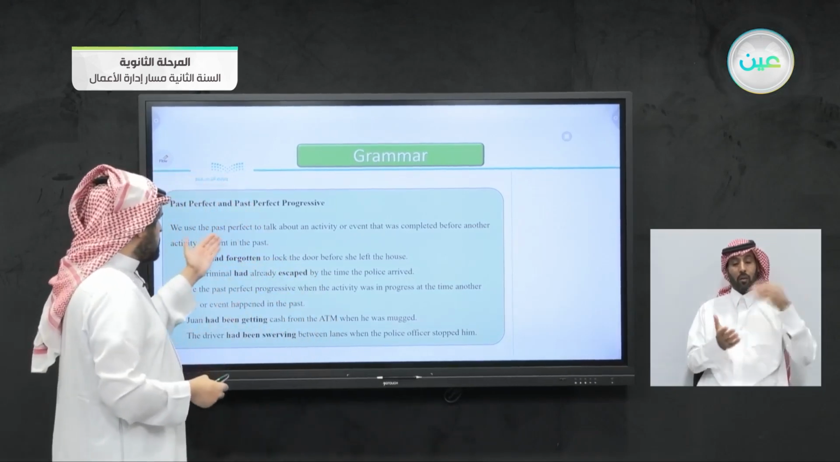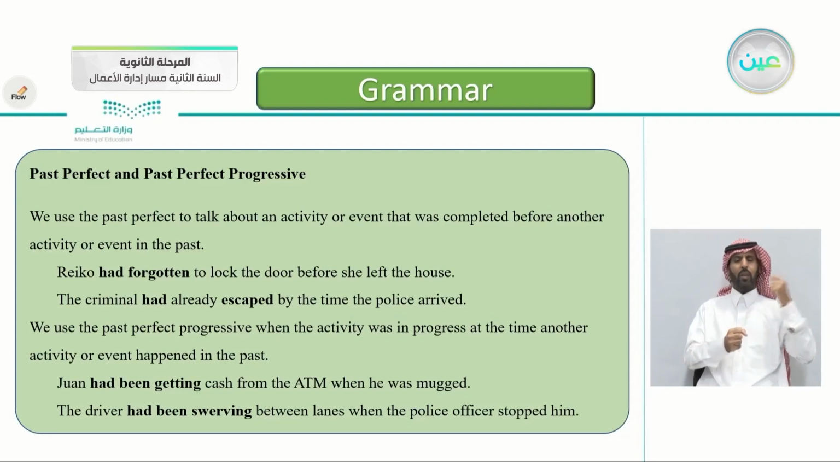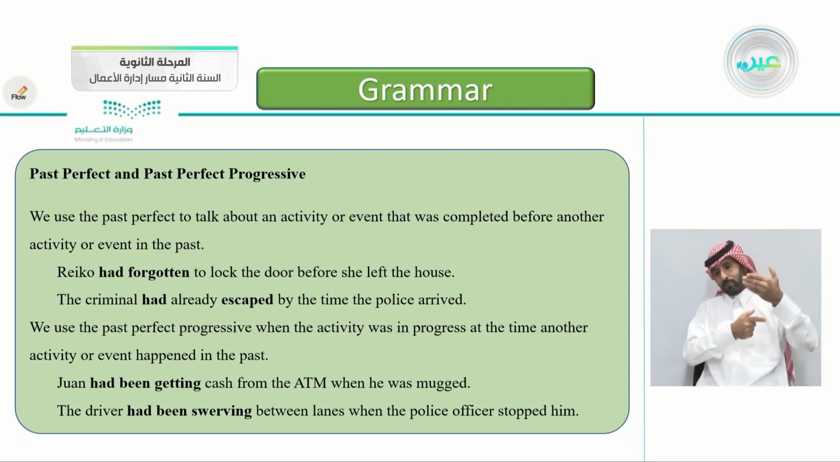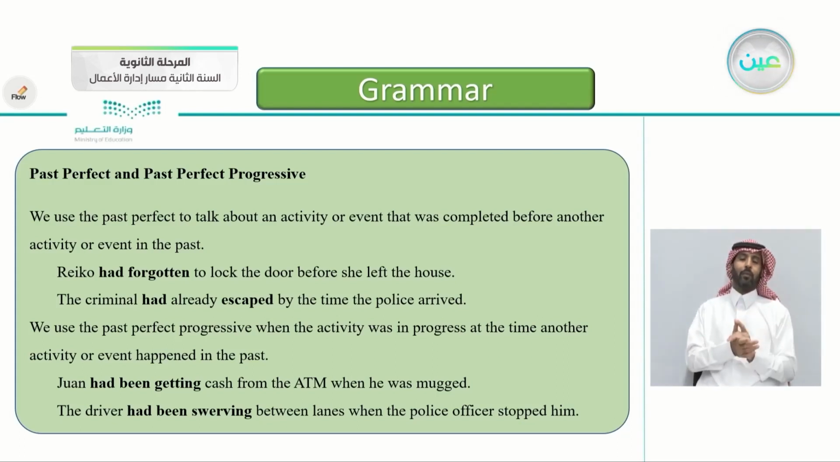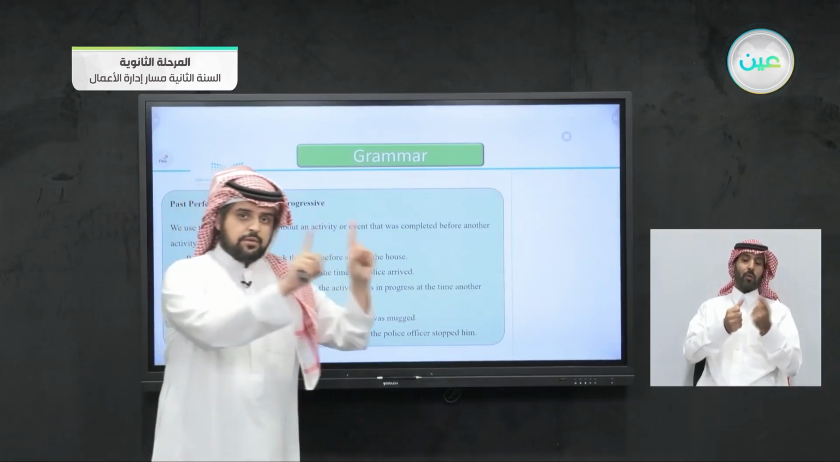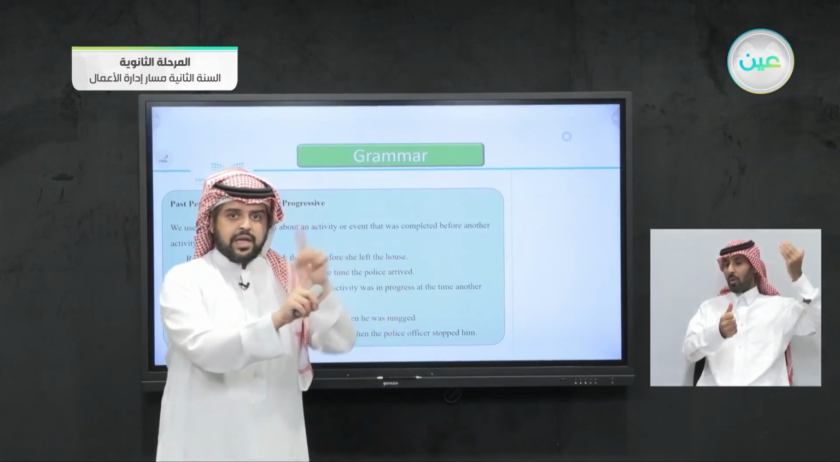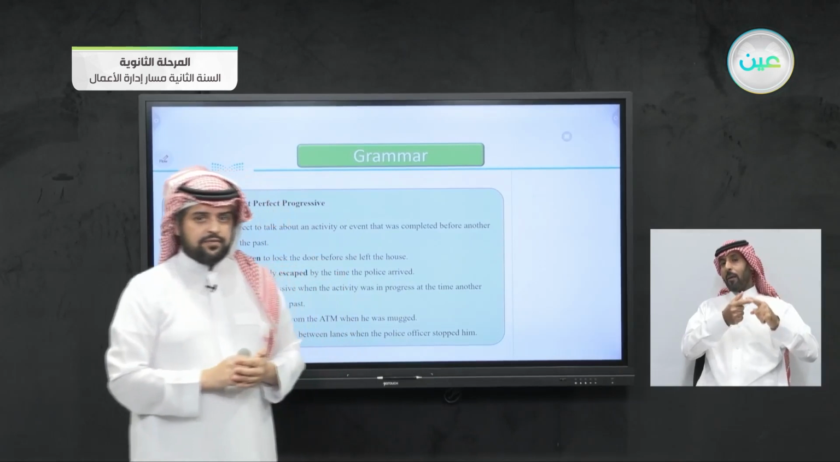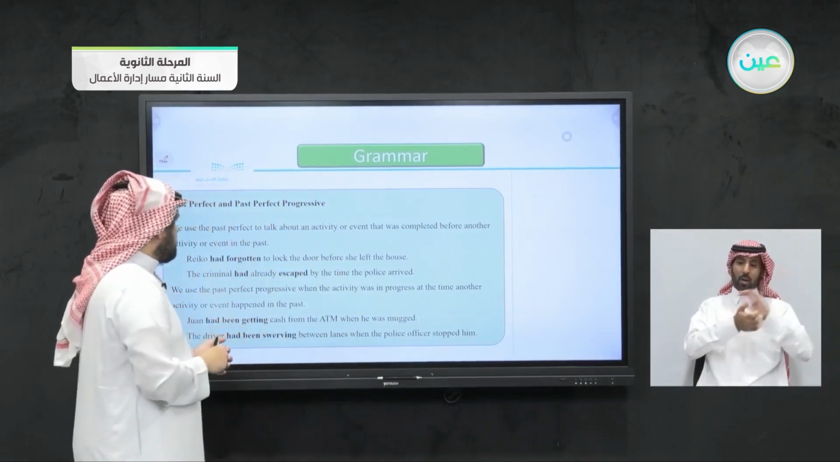Again, we use the past perfect to talk about an activity or event that was completed, finished before another activity or event in the past. Again, we have two activities. Both of them are in the past. One happened before the other. Here we use the past perfect.